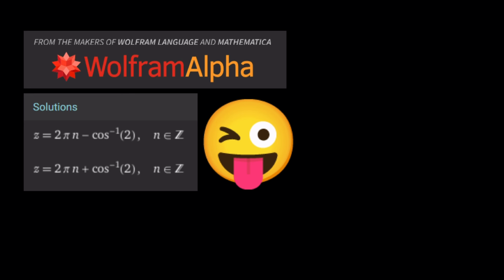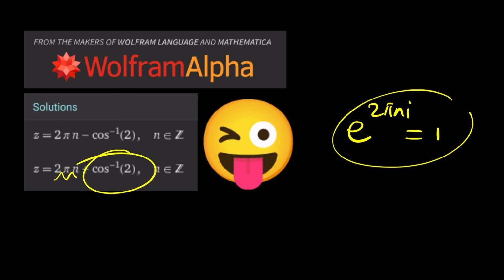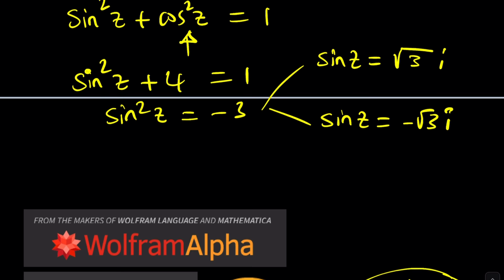Take a look. It's like cosine inverse of 2. What? What are you talking about? What is cosine inverse of 2? That's what we need, right? Exactly. And 2 pi n is pretty standard because you're just adding it to the equation. e to the power 2 pi ni is 1 in the complex world. So you can write 1 in this way. Anyways, so let's just say we go with this.